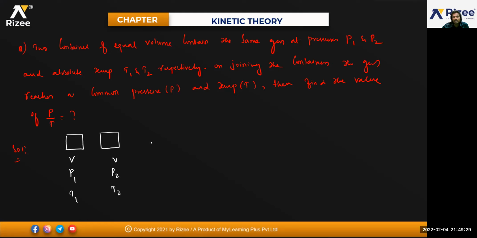On joining the containers, that means when you join these two containers like this, there is a common pressure. So a certain amount of gas which is present here will start moving into this one, and both of them will get the same pressure, isn't it? Then find the value of P by T, it is asking. It will attain a common temperature also. Temperature is also becoming the same. But the volume will be V1 and V2, because the volume is the same and the amount of gas present remains the same. That means V1 will be equal to V2.